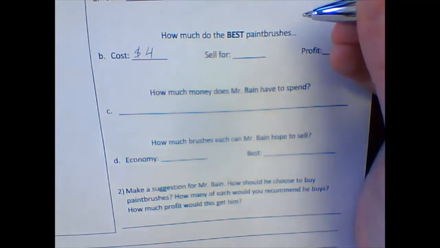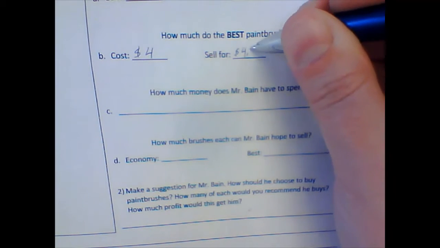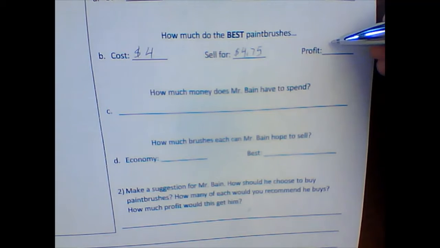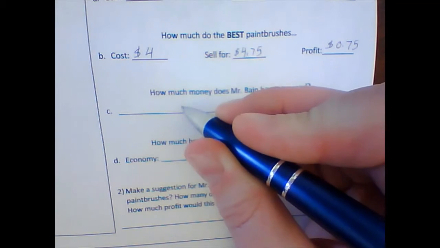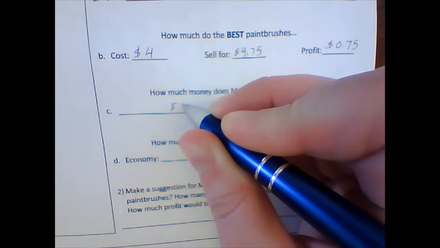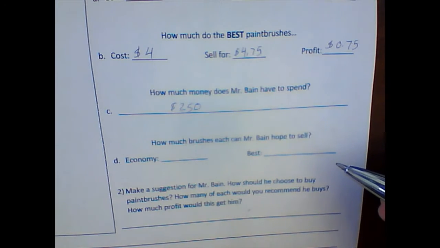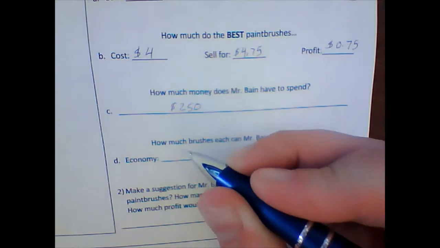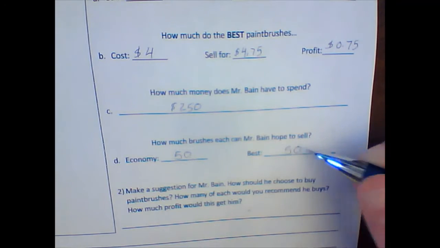Yay, Mr. Bain. Then there are the best paintbrushes that he's got, and those cost $4 when he buys them from the supplier, and he sells them to you and me for $4.75. So he actually gets more money for these. He gets 75 cents, but they also cost more. Now, he doesn't have an unlimited amount of money to buy paintbrushes. For every month, he can spend $250 buying these paintbrushes from the supplier.